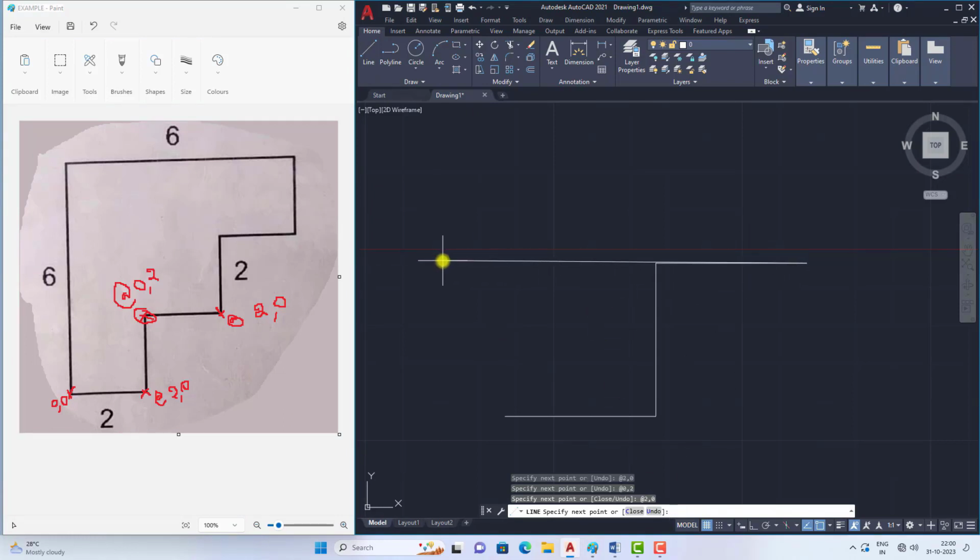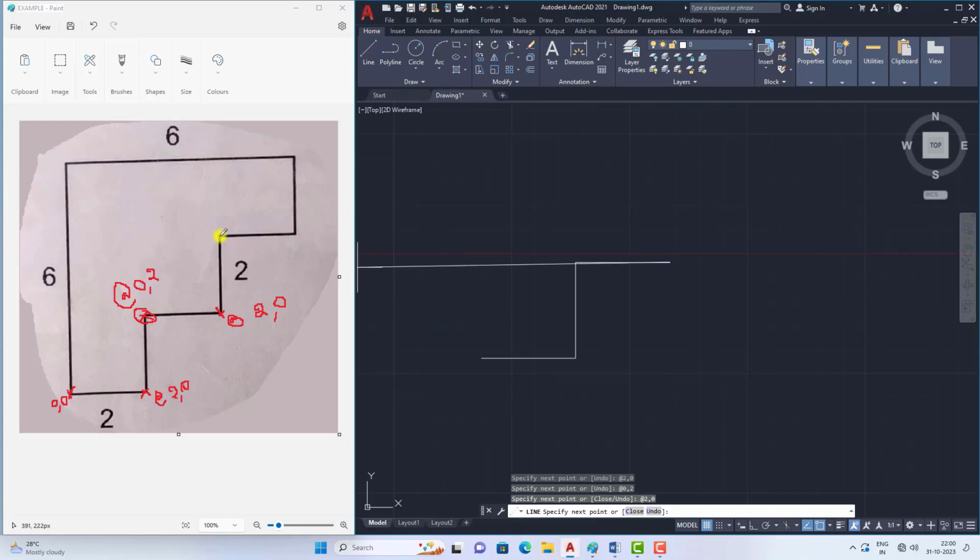And if you want to go here, the point you need to go here. So you need to go in the y direction 2 and x direction 0. So the point is @0,2. See, I am giving the value @0,2 and pressing enter. See, the point is here.